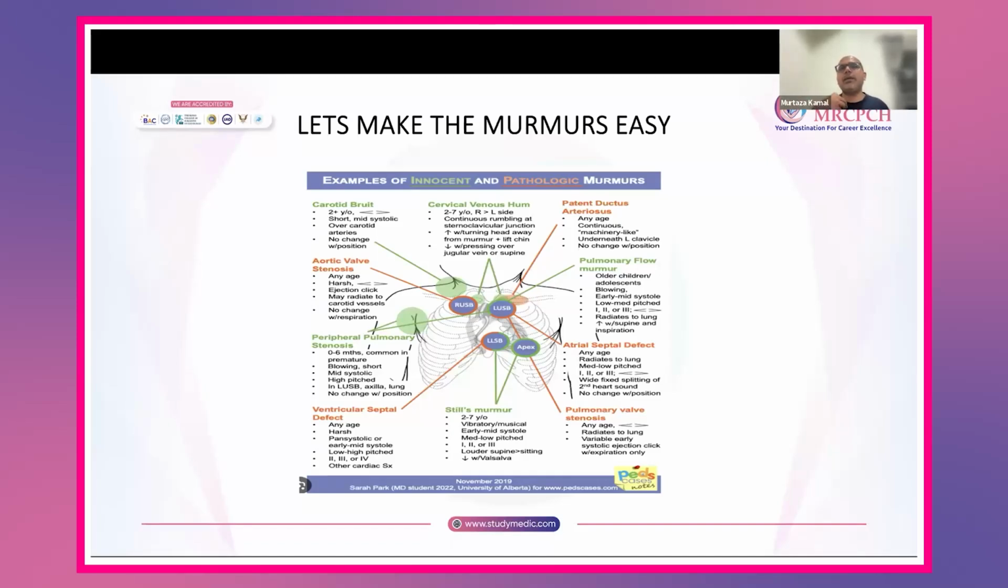In aortic stenosis, the murmur will be at the right upper sternal border, whereas it will be at the left upper sternal border in the case of pulmonary stenosis. That's it, what you have to know about the systolic murmur.